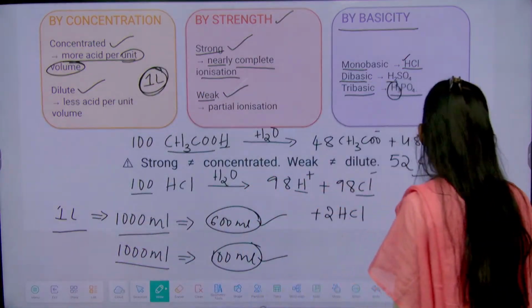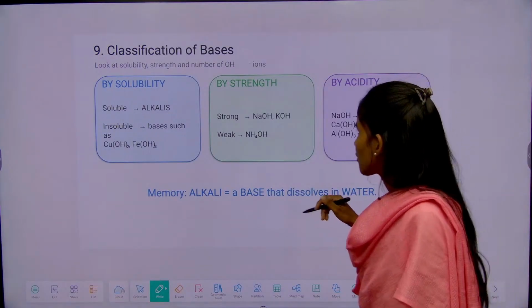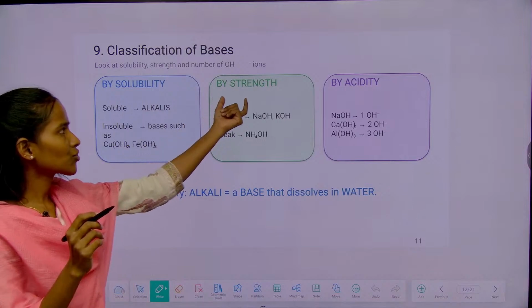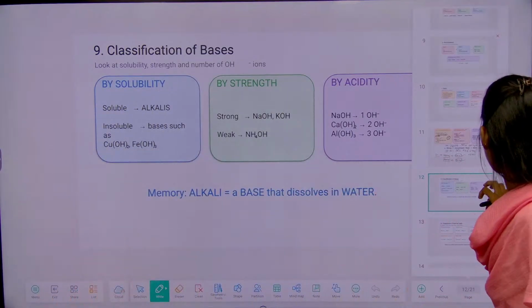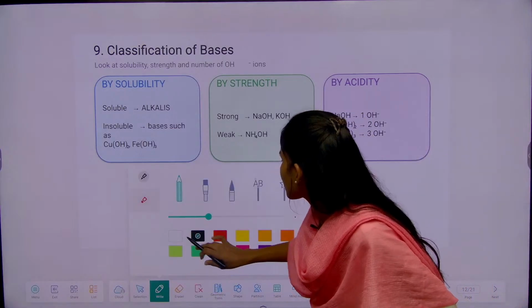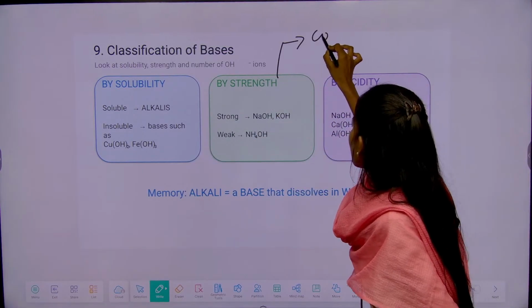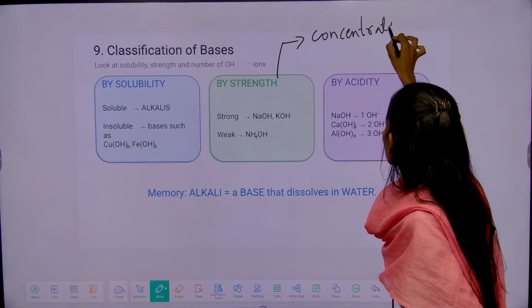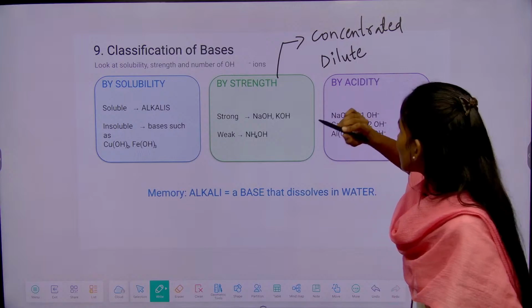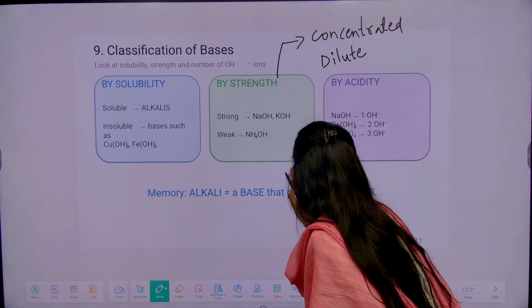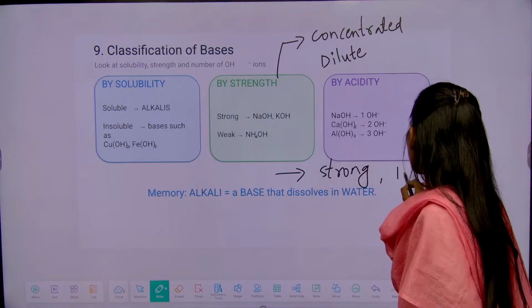Okay. Then moving to the next slide, classification of bases. In classification of bases also, based on strength, we will call it a concentrated basic solution or a dilute basic solution. Or else, based on dissociation, we can say it is a strong base or else a weak base.